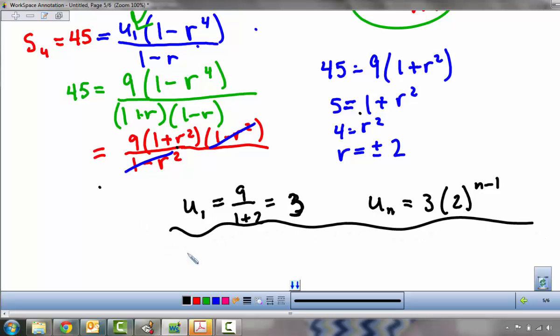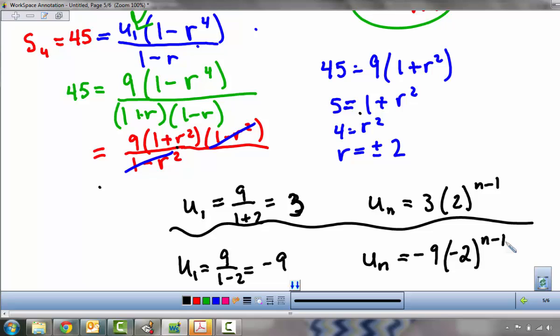Or we could let r be negative 2. Nine over negative 1. So my first term in this case is negative 9. So my rule for this would be un equals negative 9 times negative 2 to the n minus 1. Now, this is a problem where you have to pay very close attention to the verbiage in the question. It's telling us there are 2 solutions. Well, what kind of equation do we know gives us 2 solutions? Quadratics. So you should be expecting from the get-go that you're going to have to solve a quadratic equation somewhere, and that's right here.